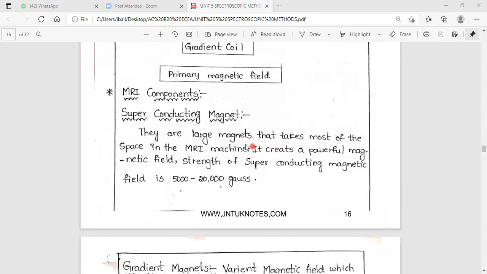Now see this. In the MRI process, you are taking the superconducting magnets.